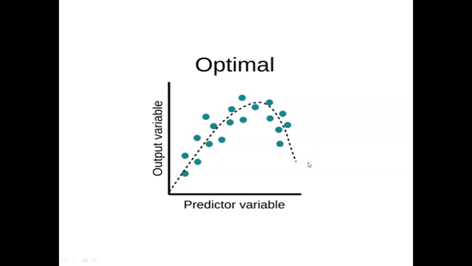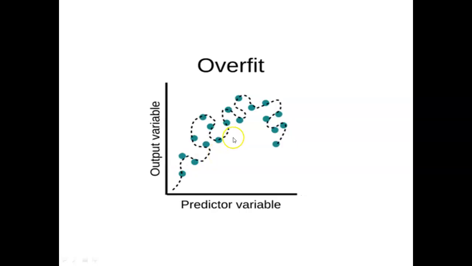But now, again, this is our optimal model, and now we're going to take a look at our overfit model. An overfit model, in this case, will perfectly fit our training data. So you can see here that we're completely fitting every single point.